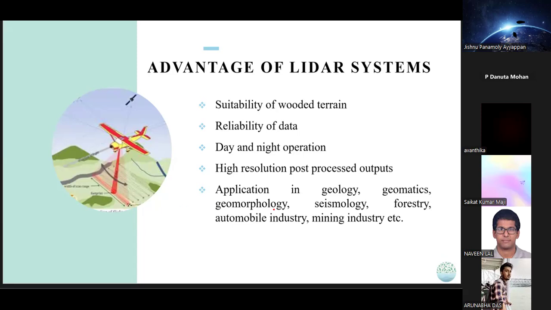Then come geomorphological studies, where, as I've told, we can use it for hydrological modeling. We survey the terrain of an area, and the data can be incorporated into hydrological modeling, and the structural features of the earth can be identified using LiDAR sensors. Then you can use it for earthquake studies. For forestry applications, you can detect the width of the bark of a tree, and you can count each tree canopy of a vegetation or forest area using LiDAR sensors. And nowadays LiDAR sensors are also being used in the automobile industry.